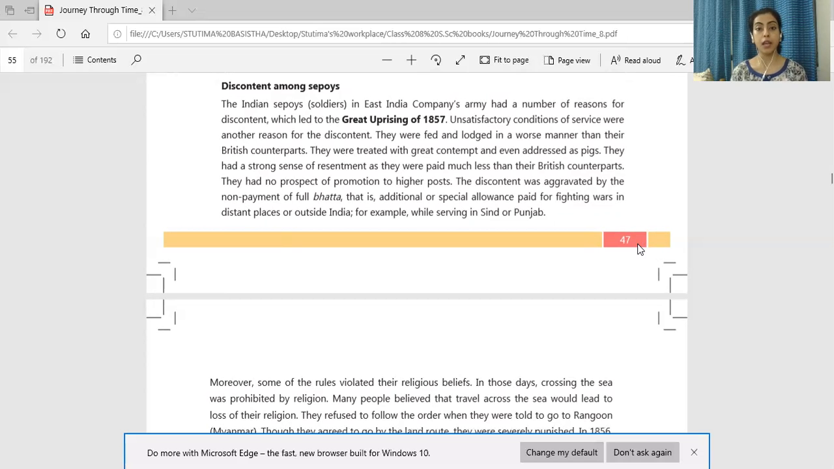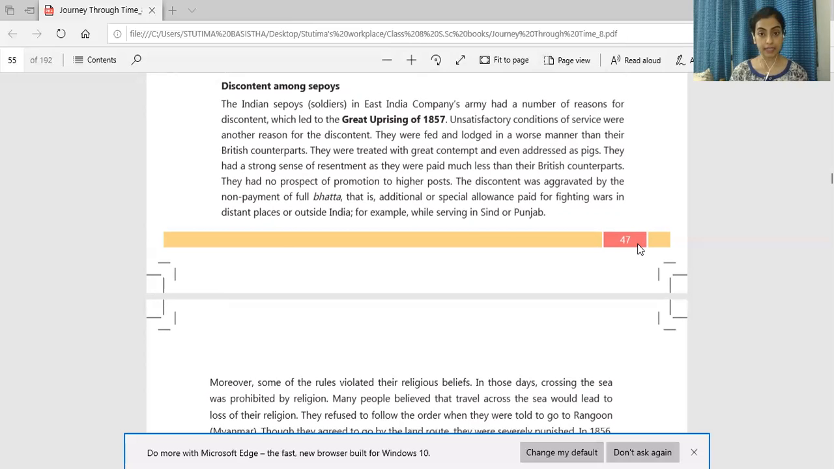What is bhatta? Bhatta is a special or additional allowance, like a bonus, which is paid to the soldiers for fighting wars in distant places, especially outside India, like Sindh or Punjab. All right, so there was very much discrimination between Indian soldiers and the British soldiers. They were not given proper food. They were not given a proper place to stay. They were not given proper working conditions.